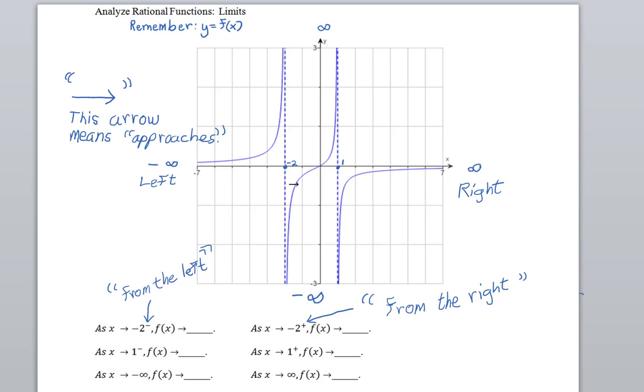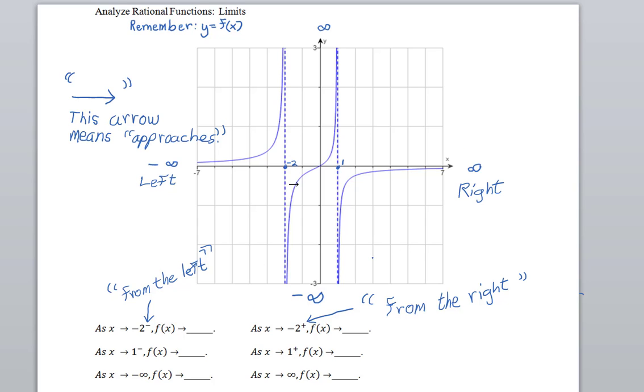And here's a typical sentence really in math: as x approaches the number -2 on the x-axis from the left. That's what that little negative sign means, the raised negative sign. And as x does this, what is y doing? Or what is the graph doing? You can look at it both ways.